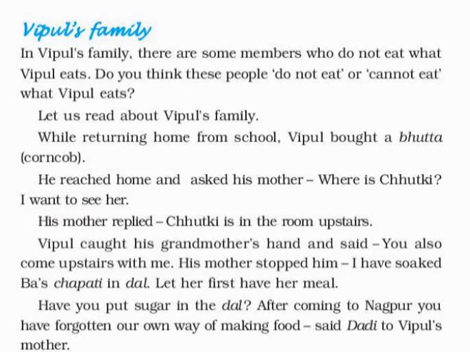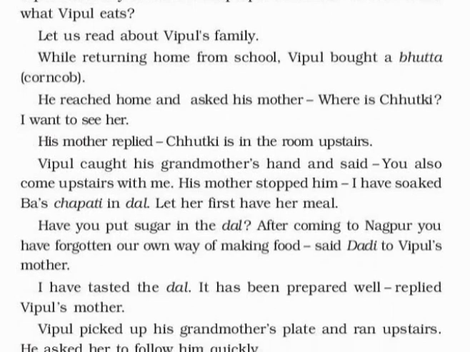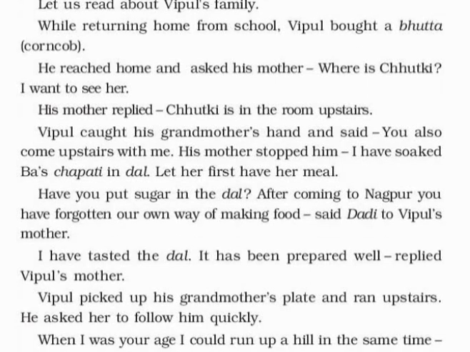Chutki must be his younger sister. So Vipul asked his mother, "Where is Chutki?" His mother replied, "Chutki is in the room upstairs." Vipul caught his grandmother's hand and said, "You also come upstairs with me." His mother stopped him. "I have soaked Ba's chapati in dal. Let her first have her meal."